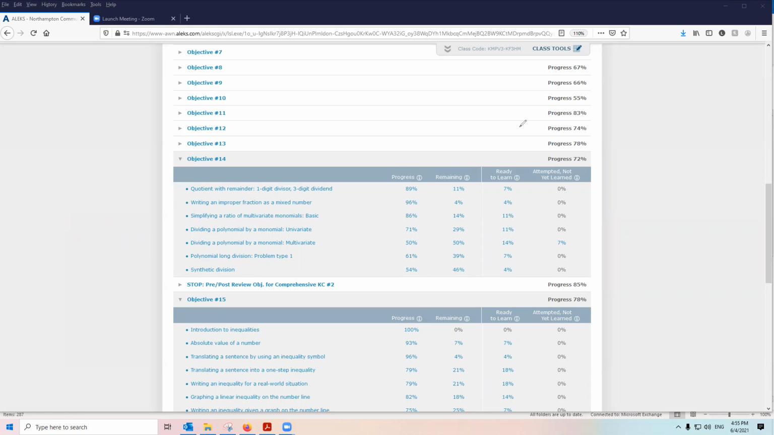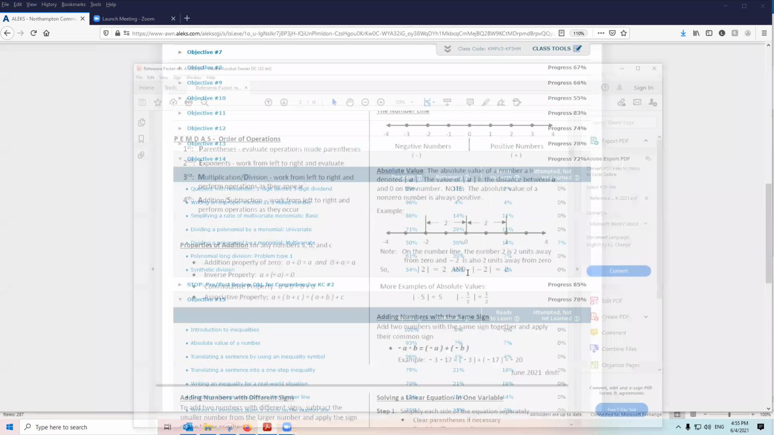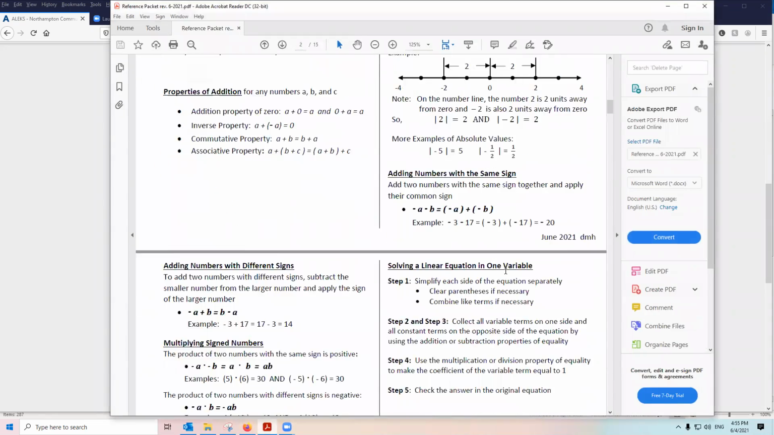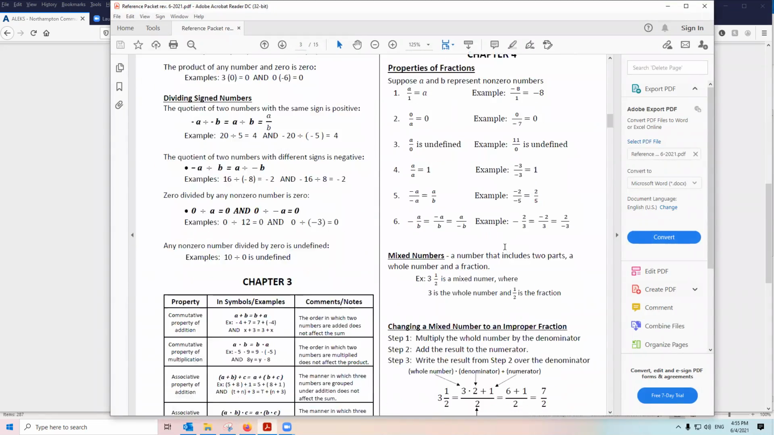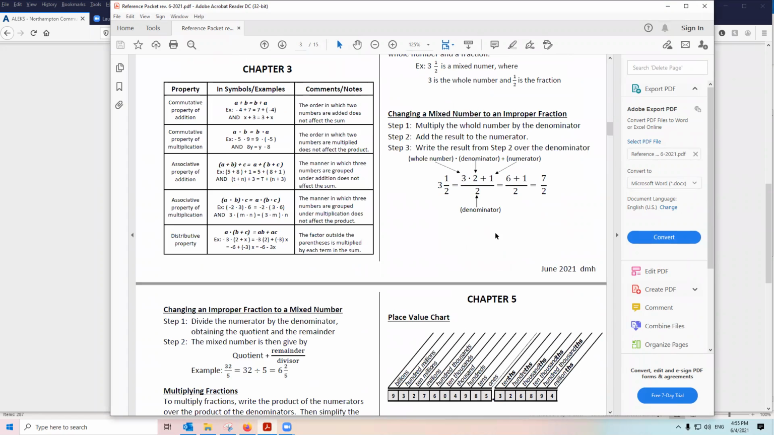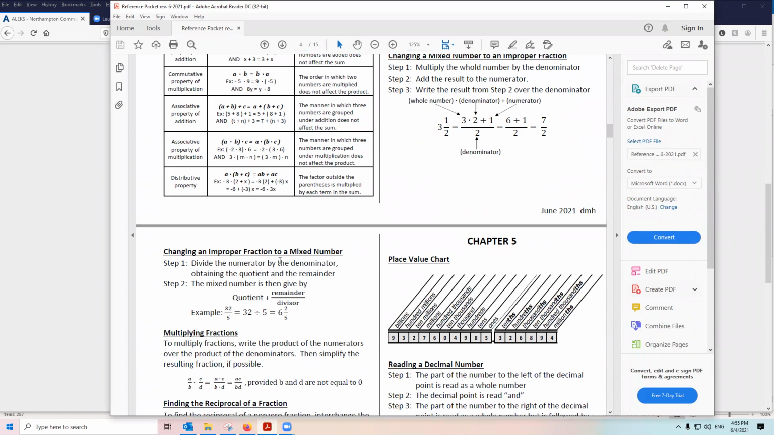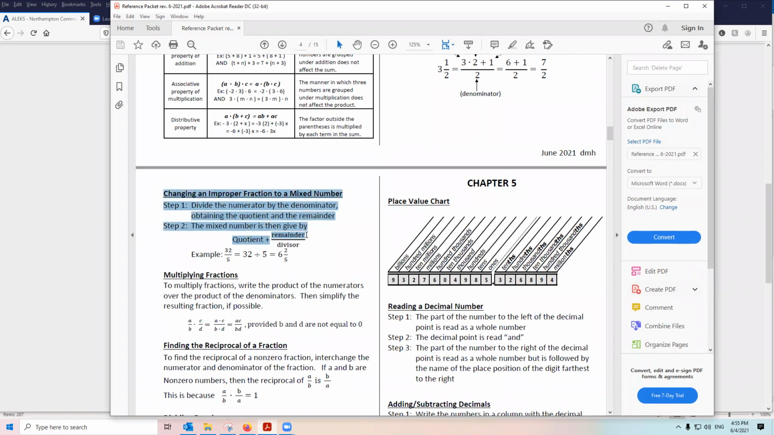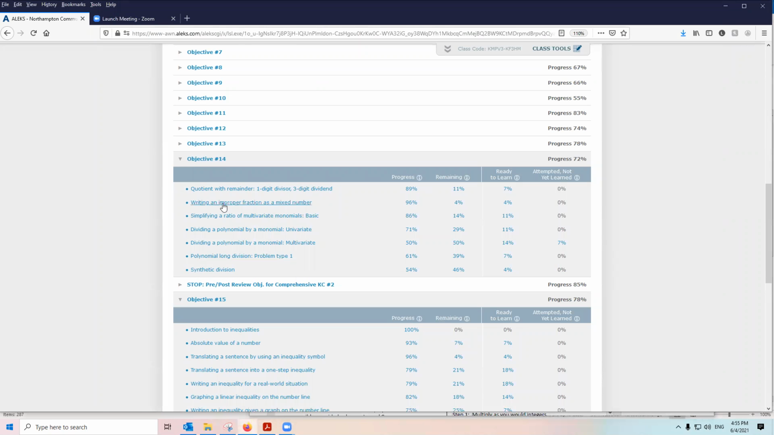By the way, I want to remind you about the reference packet. So I'm going to keep this reference packet handy. Let's use one of these topics right here, changing an improper fraction to a mixed number. In fact, why don't we do that topic right now? So notice here it says writing an improper fraction as a mixed number.